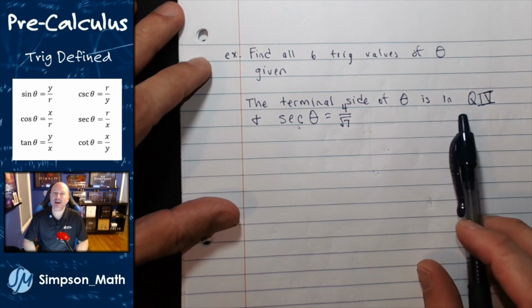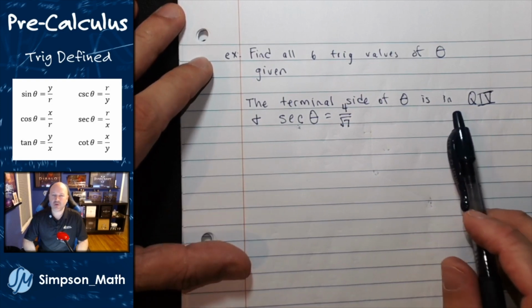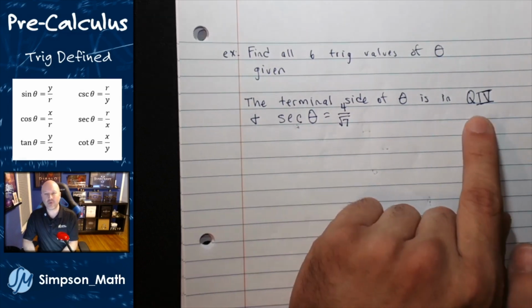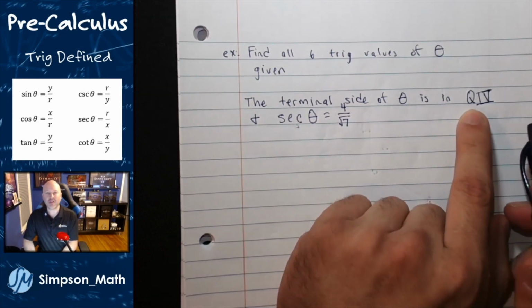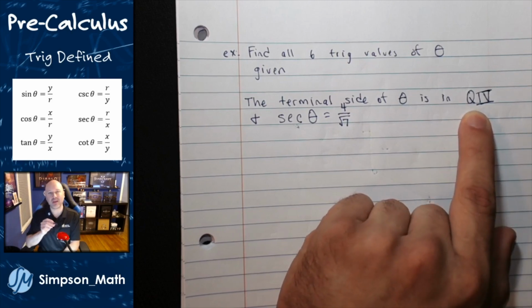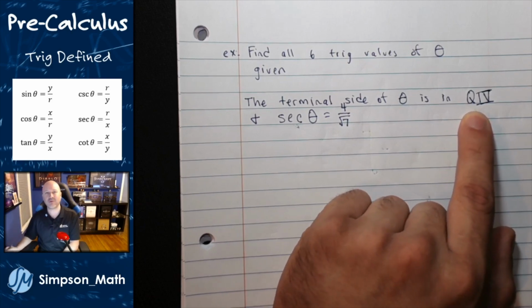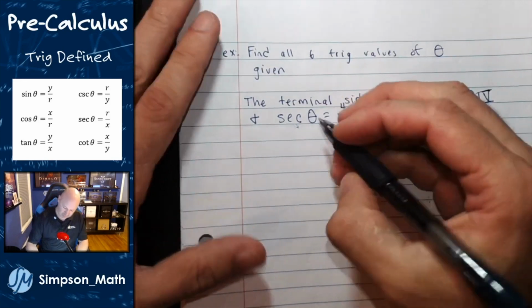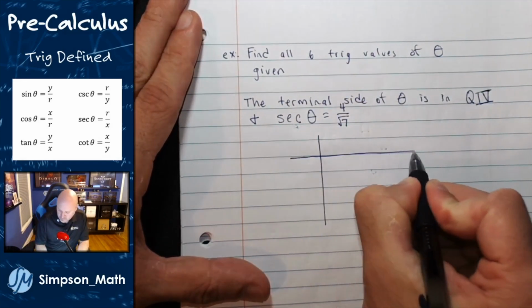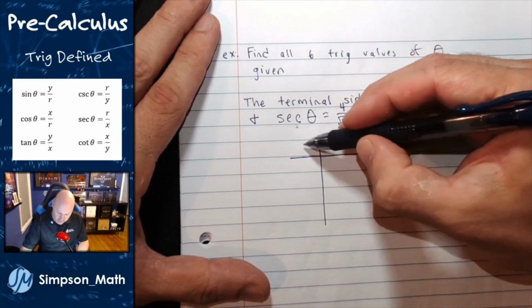I think a picture is going to help here. So I have a terminal side in quadrant 4. So that means I should draw the quadrants, so the Cartesian plane, and then I'm going to draw a ray pointing out into quadrant 4. Sounds easy enough. 1, 2, 3, 4.